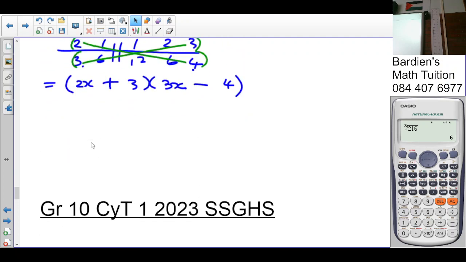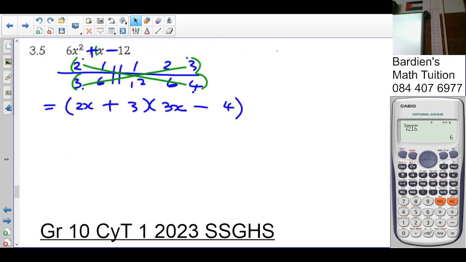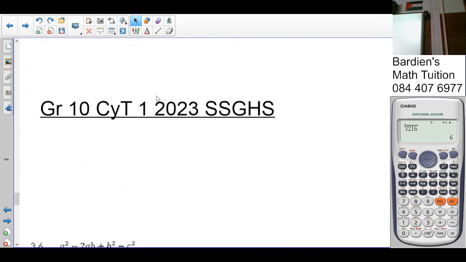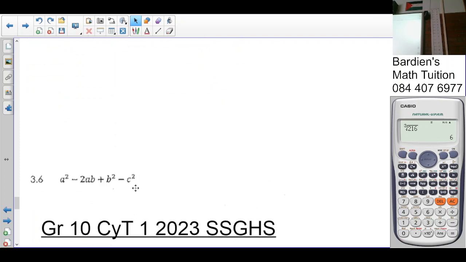That's 3.5. Also, if these factors don't work, what I would suggest you do is swap one of the set of factors around: 6 and 1 and 3 and 2. Normally we swap the one that has these factors around. If those factors didn't work, but in this case it worked out perfectly.